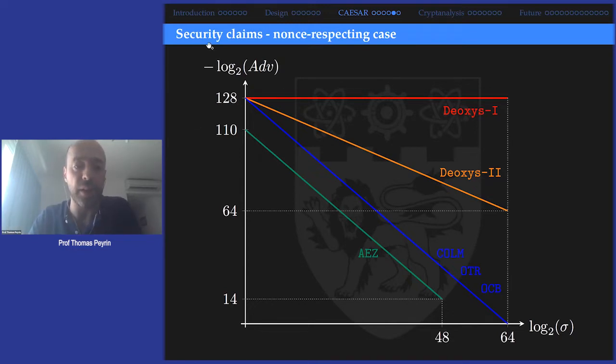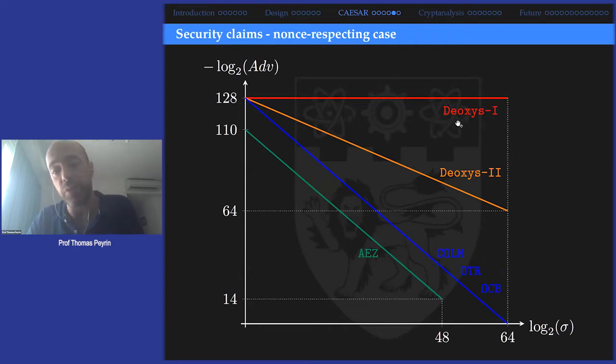So this graph here shows on the y-axis the security that you get. You see that we want on top 128 bits of security. And the x-axis represents how much data you're going to be ciphering. This is in log scale, okay, for both of them. And you can see that the more data you're ciphering, for most of the candidates, the security decreases.